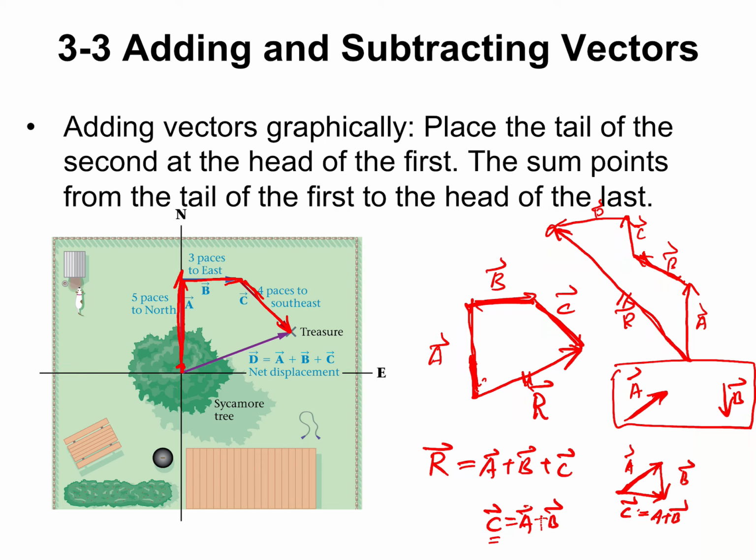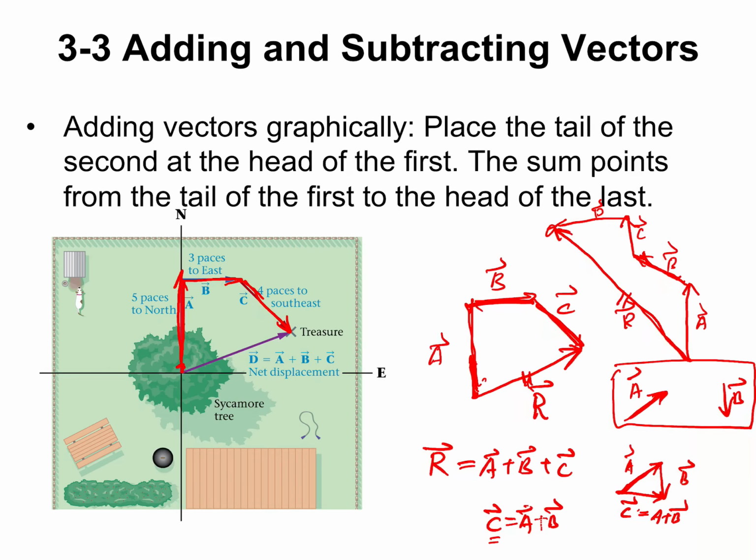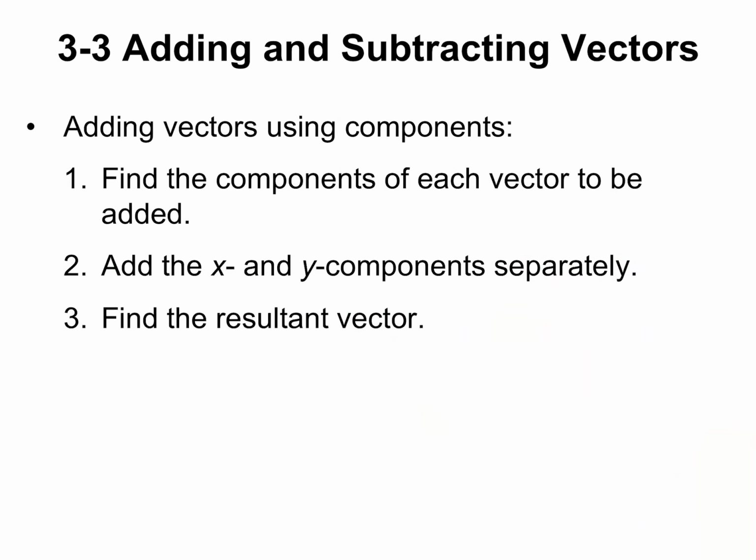So this is how you add vectors together in a graphic way. You see, this is how you add vectors A, B, C, D together in a graphic way, one by one. The graphic way is not that accurate. Well, it can be very accurate, but most of the time we use the components way.